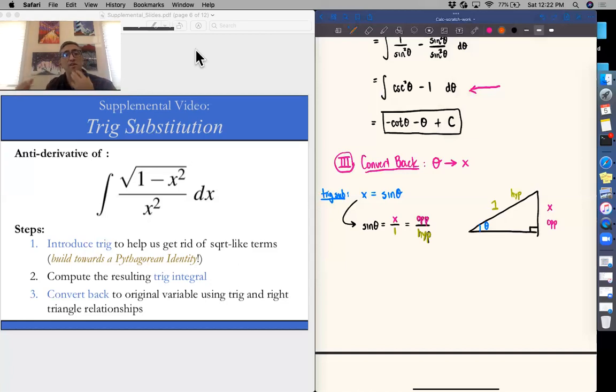Now, because we're looking for one of the side lengths that's shorter than the hypotenuse side, instead of a squared plus b squared equals c squared, we have the side length is equal to the hypotenuse squared minus the other side we know squared, all under a square root. So this third side is equal to 1 squared, which is 1, minus the opposite side squared, which is x squared. And again, that's coming from Pythagorean theorem.